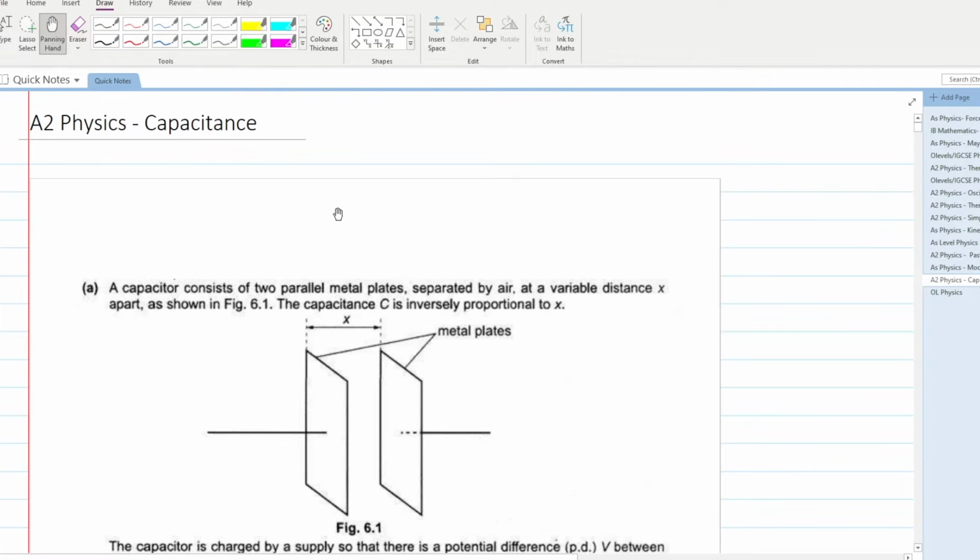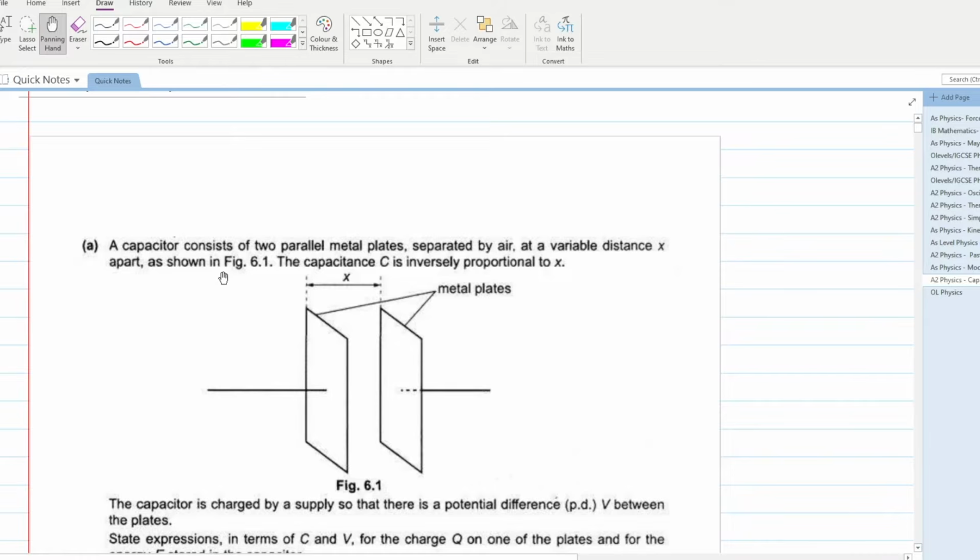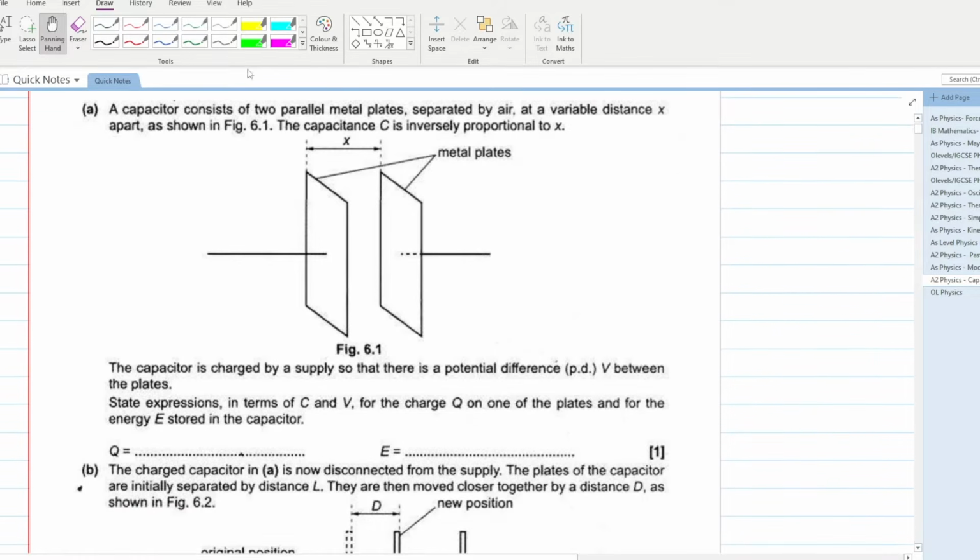Okay students, so let's get started with capacitance A2 physics past paper. Let's see this first question.